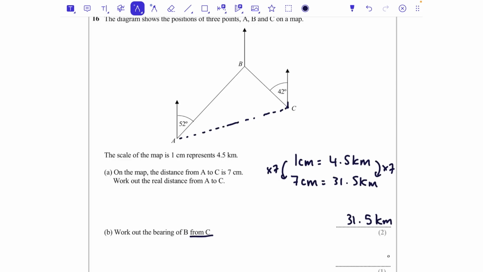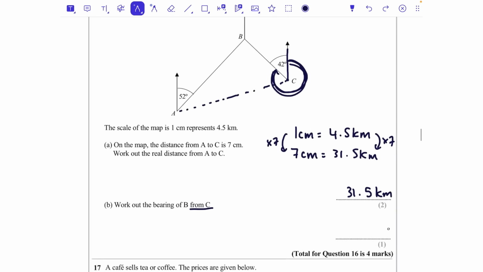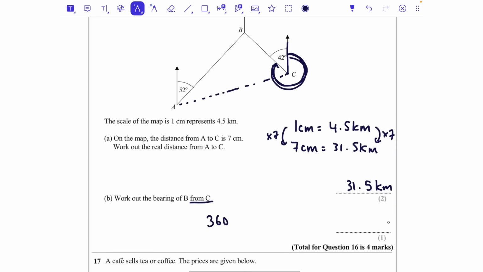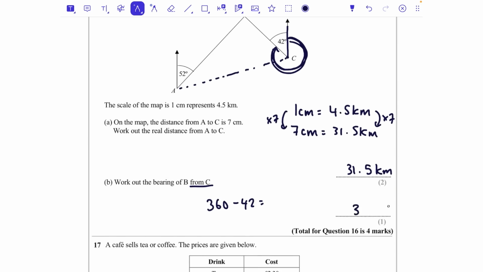Now bearings start north and they go clockwise. So I want to know all the way round until I'm facing B. This is the part that I actually need, so I need all of these degrees. Now we know that angles around a point the whole way round add up to 360. So I'm going to do 360 take away 42, and that is going to be 318 degrees. That would be my answer.